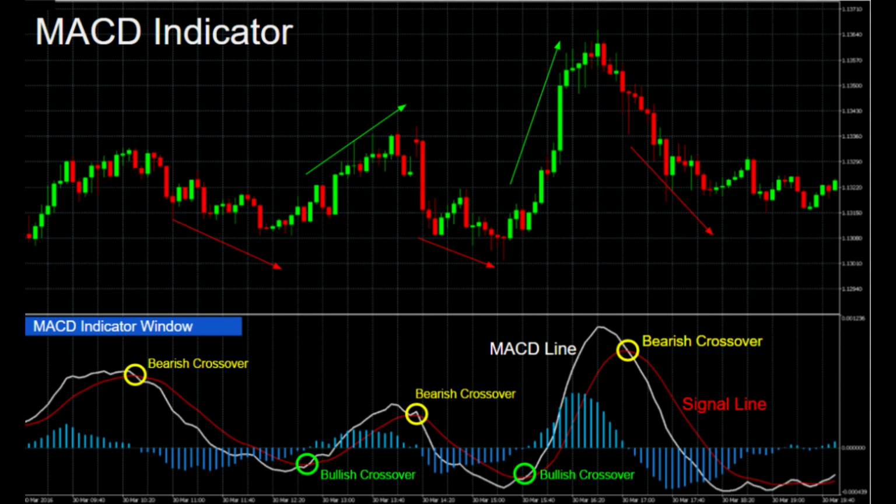The MACD indicator can generate false signals. Therefore, you should verify the signals from this indicator with other factors before making trading decisions. By considering these tips, you can use the MACD indicator as a valuable tool in technical analysis.